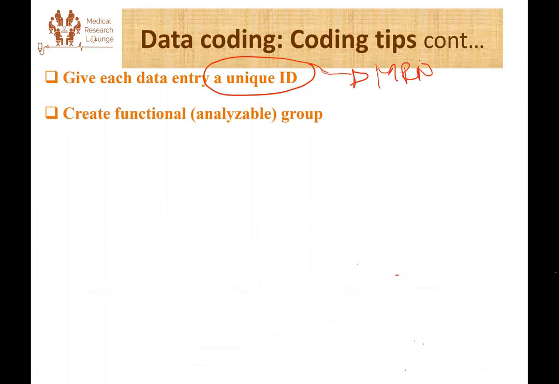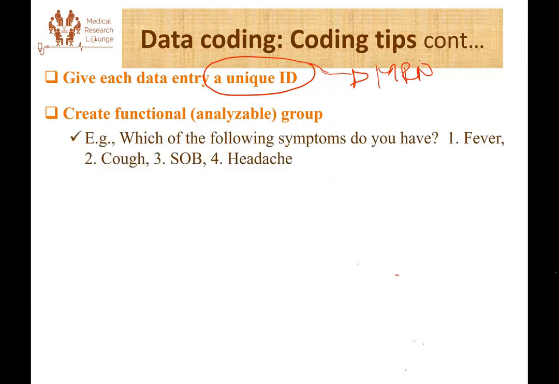The second one is we have to create functional or analyzable groups when we code our data. For example, if you have a question which asks which of the following symptoms do you have for your patient, and the answers are 1 fever, 2 cough, 3 shortness of breath, 4 headache, and let's say the first patient, 001, has fever, what code should I enter into my software?